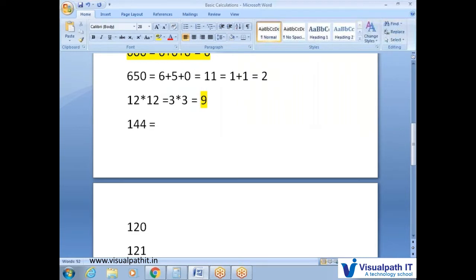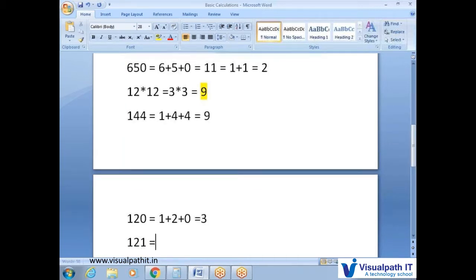Again, this is a three-digit number, so first we convert it into a single digit. 1 plus 4 plus 4 is equal to 1 plus 4, 5. 5 plus 4, 9. Clear? So 9 is equal to 9. So option A is satisfied. Check one more option. Option B is 1 plus 2 plus 0. 1 plus 2 plus 0 is equal to 1 plus 2, which means 3. Is 3 equal to 9 or not? 3 is not equal to 9. So option B is not satisfied.